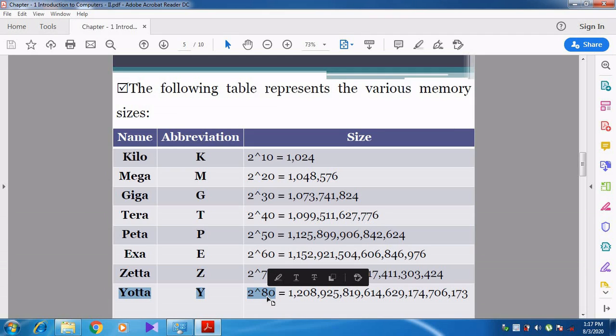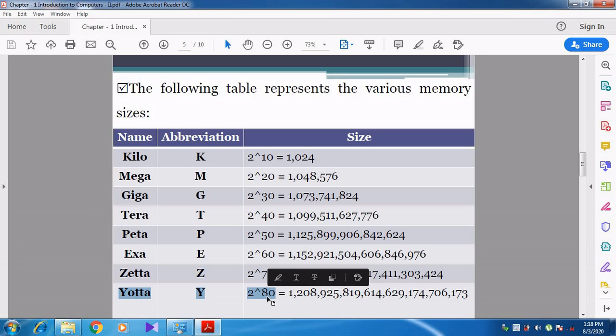Students, I shall give you a question to answer to your subject teachers. After 2 to the power of 80, that is iota, you have two more. You can find out on the internet. What does 2 to the power of 90 represent, and what does 2 to the power of 100 represent? Try to find out on the internet and then answer to your subject teacher.